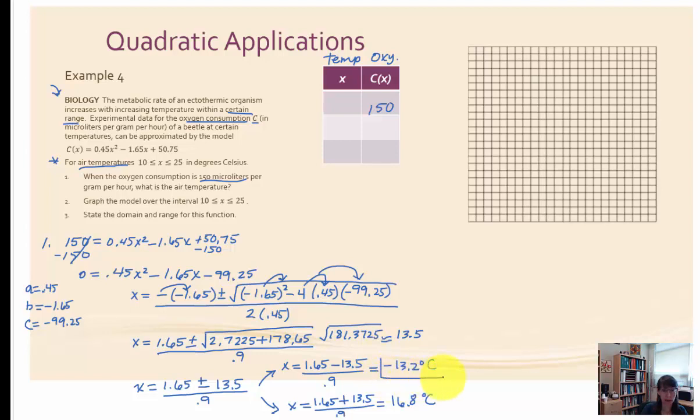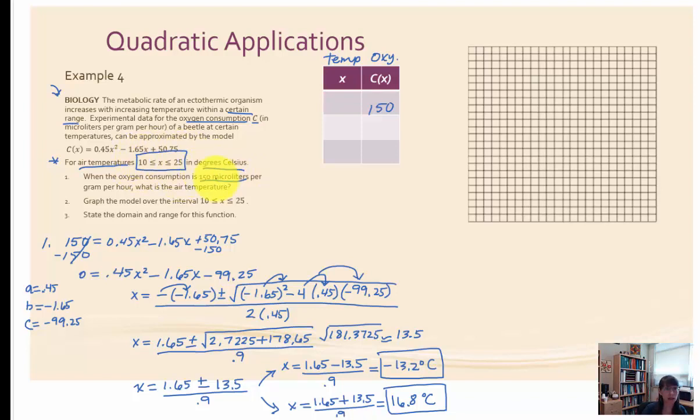Now at first we might think we actually have two solutions, so let's see if that's true. How do we figure out if we keep these answers or if one of them won't make sense? Celsius can be negative. Going back to our statement here, there was some restriction given.